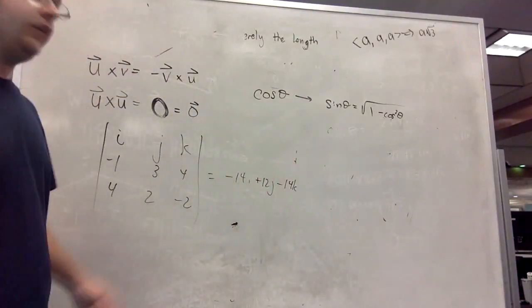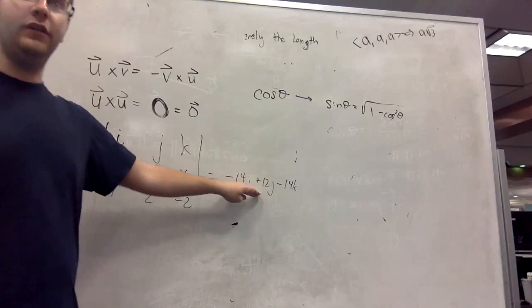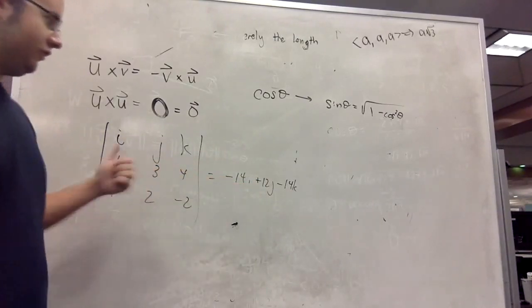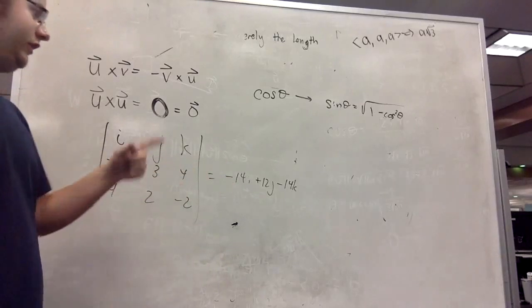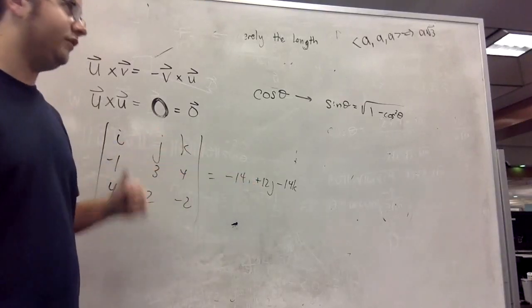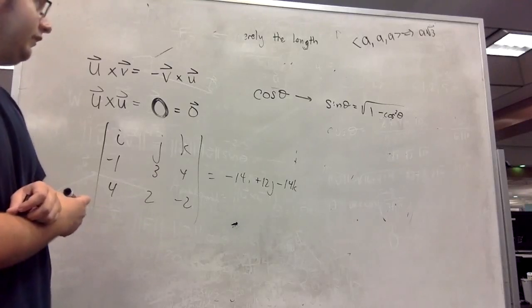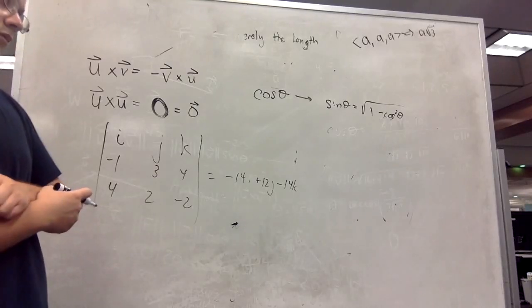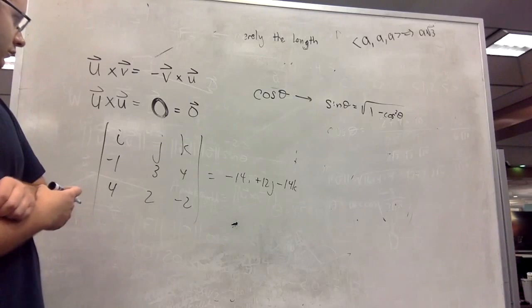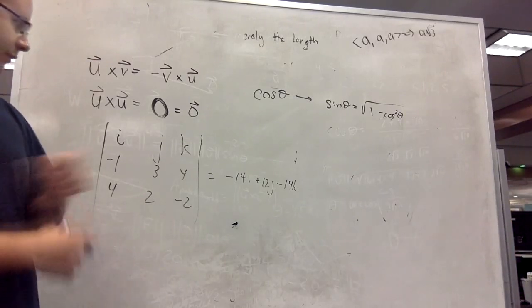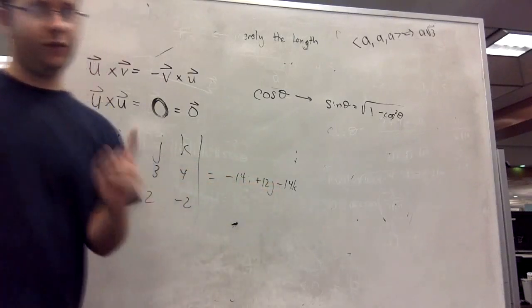You can actually check this. How can I check and verify this vector is indeed perpendicular to these two vectors? Take the dot product. If I dot this with this, I should get 0. -14 times -1 is 14. Don't forget that number. 12 times 3 is 36. 14 plus 36 is 50. But 4 times -14 is -48. It's close, but not quite.